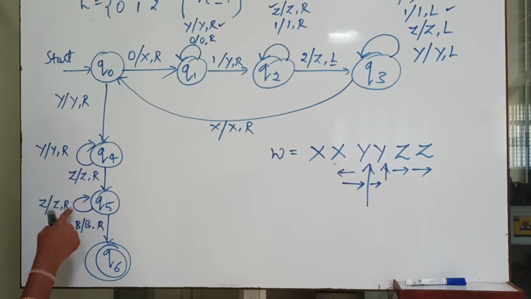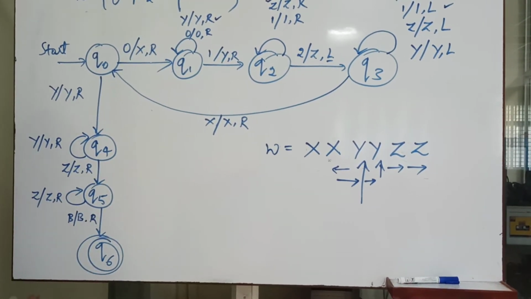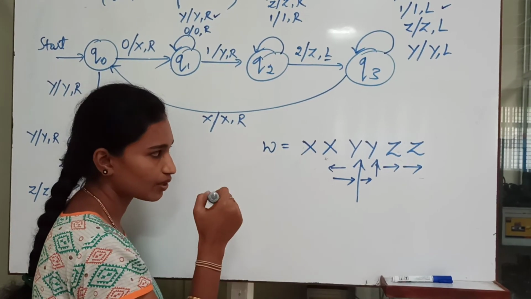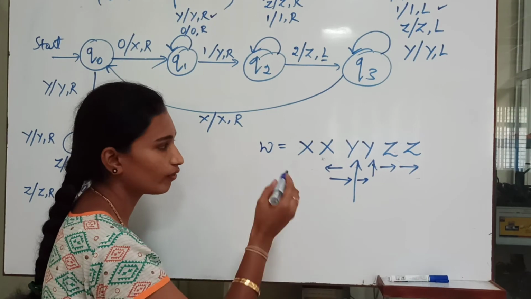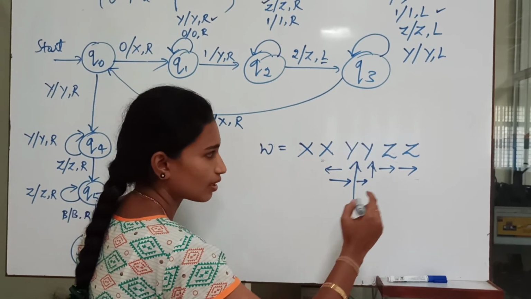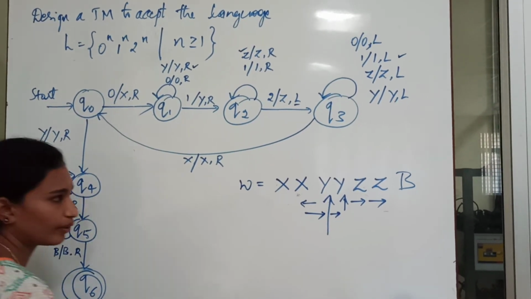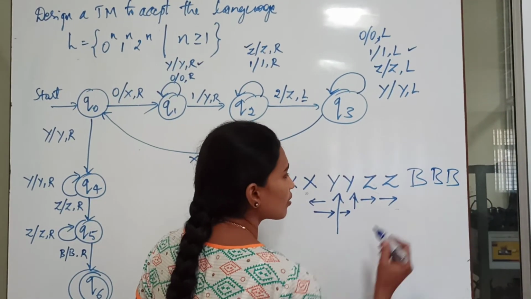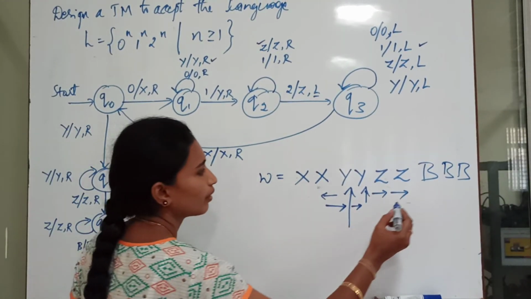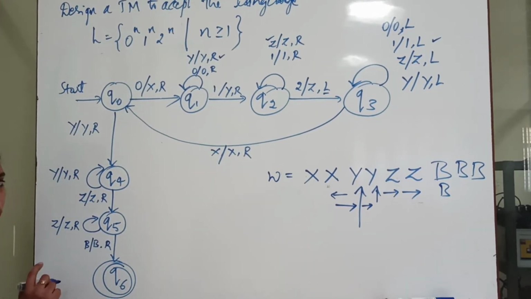In Q5, any number of Z's that come, it stays in the same state, that is Q5. That indicates that all zeros are replaced by X, all ones are replaced by Y, and all twos are replaced by Z. Then the string is ended by blank characters. So the next input symbol is B. Replace that B by B only. Then the machine enters the final state, that is Q6.